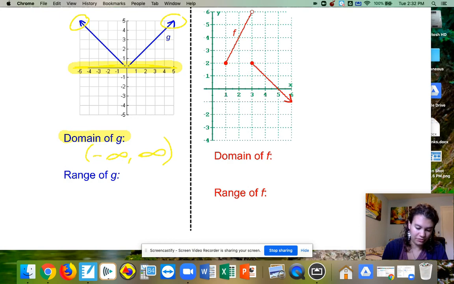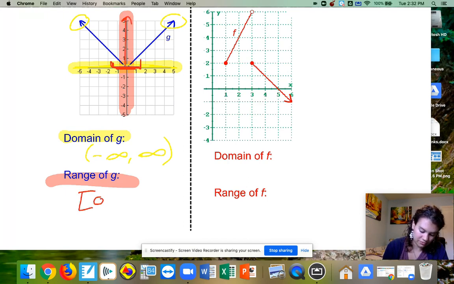Next, if we look at the range, you want to look at what y values it is hitting. Looking at this, our y values start right here. We don't go less than that, and then we keep going up to infinity. So we start at 0, and we include it, so we use a square bracket, and then we go all the way to infinity because it doesn't stop, it just keeps going up. So that would be the domain and range here.